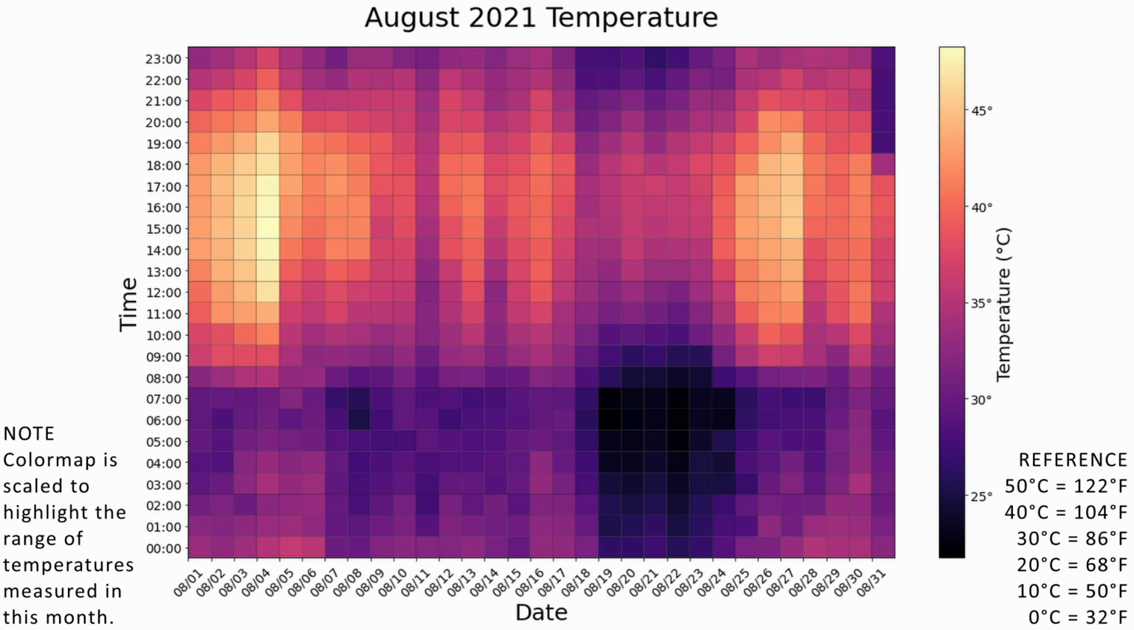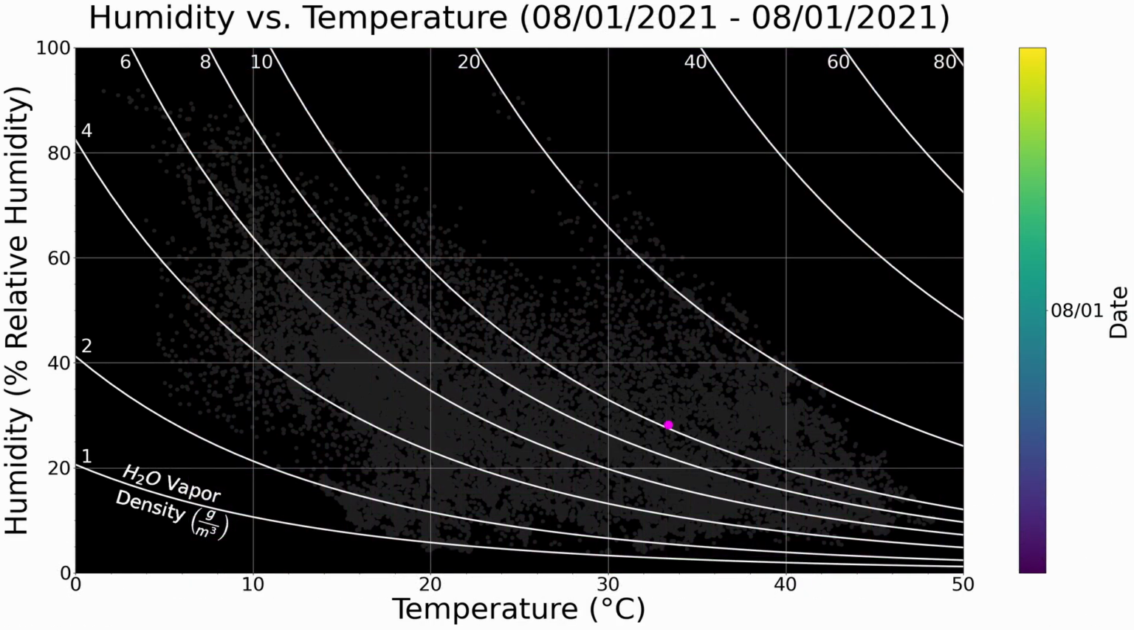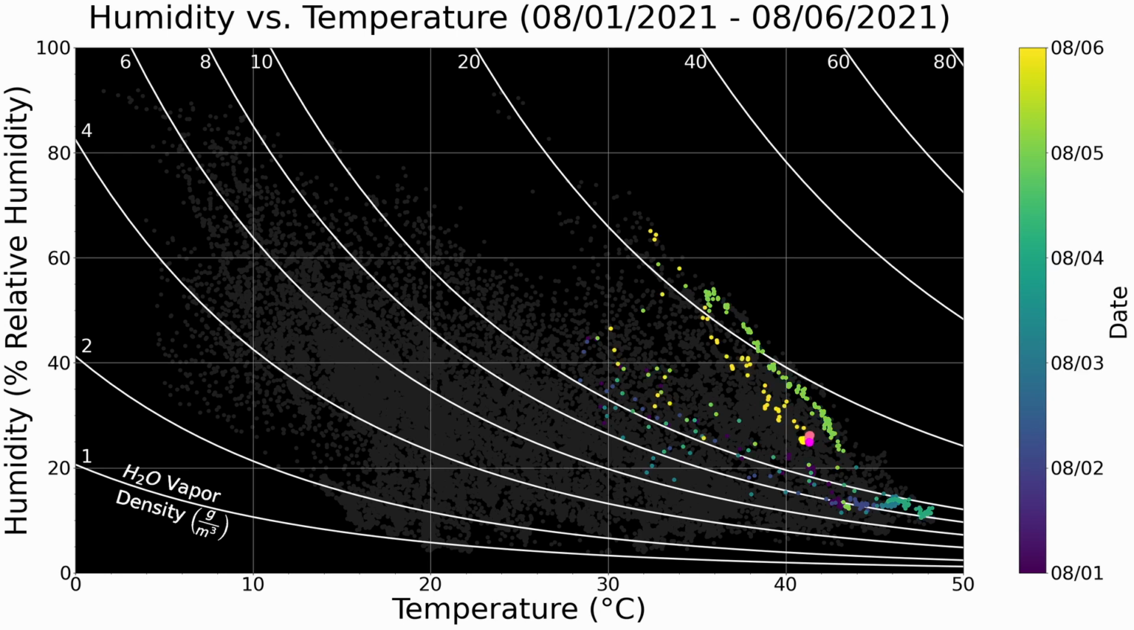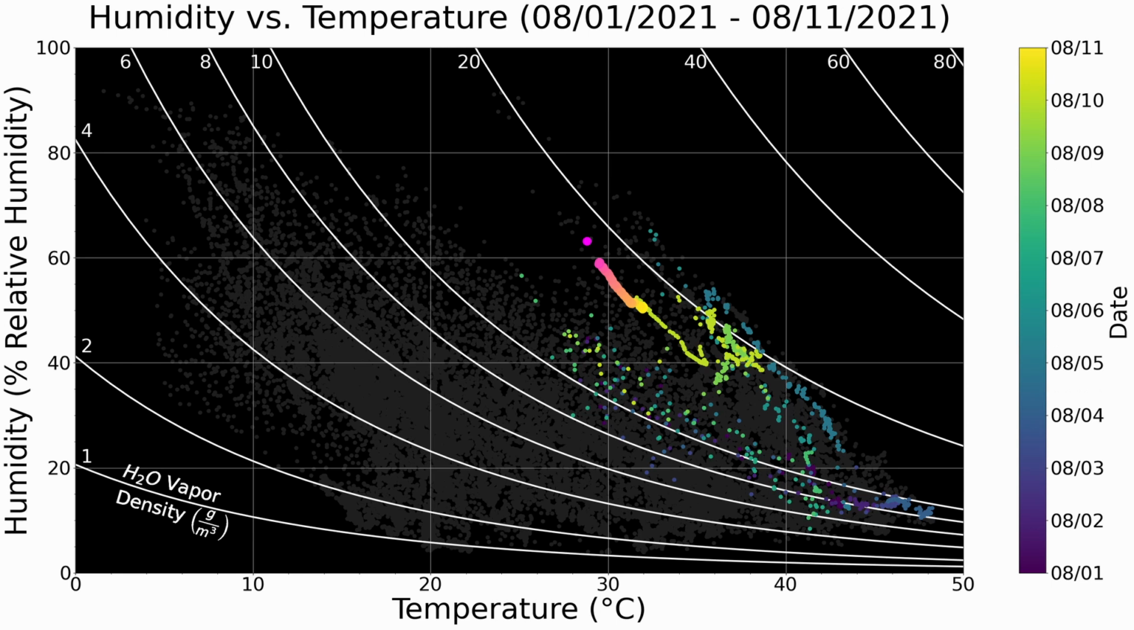Now let's bring these observations together into our temperature and humidity scatter plot. The white curves shown are water vapor density contours. If the data follows along one of those lines through time, then the amount of water in 1 cubic meter of air is not changing significantly in that time frame.